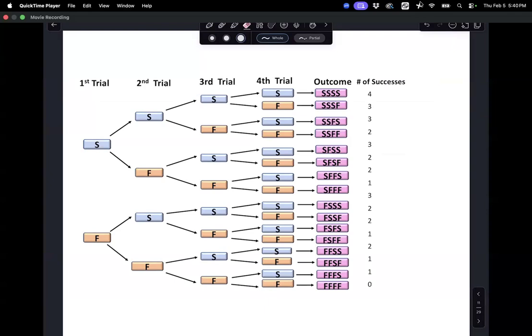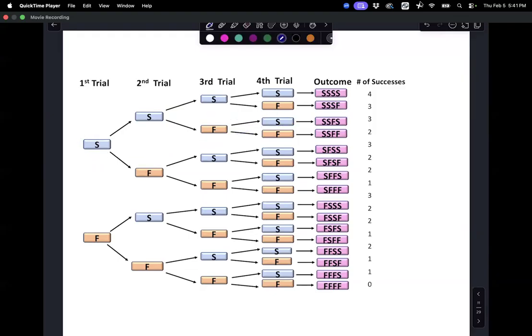In my first trial, I can either get a success or failure. So I have that right here. If I got a success on the first trial, I can either get success or failure coming off that one for the second trial. Same thing, if I got a failure on the first trial, I can either get success or failure on the second trial. Then we go to the third trial, and each of the options, so I could have gotten all 4 successes right there, or I could have had 2 successes and a failure and then another success. So these are all ways of doing this.